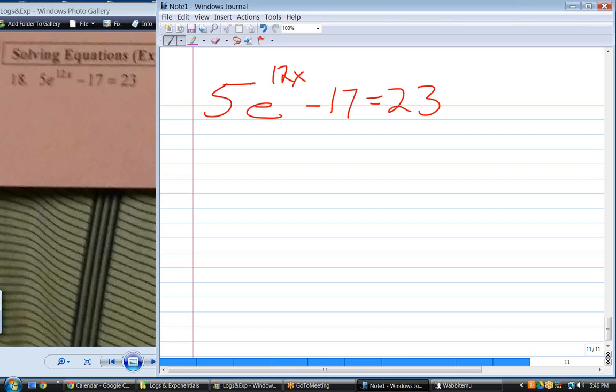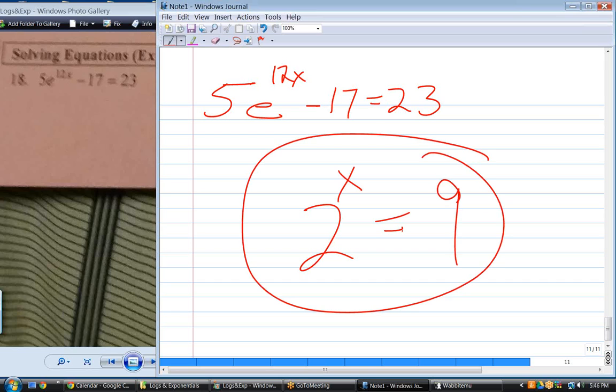All right. This is an exponential equation. Why? Because our variable x, remember e is a number, e is not a variable, but our variable is in the exponent. Typically, we don't have an algebraic way of solving these. In other words, if I said 2 to x is equal to 9, there's no algebraic way of solving that. You have to convert it to logs and then use your calculator to solve it.